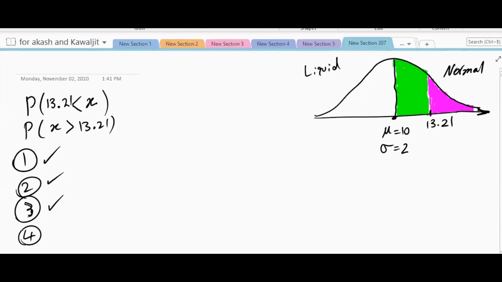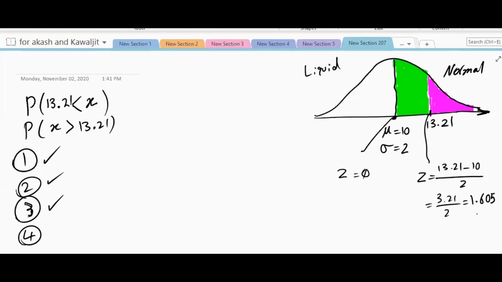Okay, so identify the areas of interest. What is the next step? Find the areas in the table. Very good. Can we directly go to the table and find these areas? The table is organized based on statistical distances. How far is 10 from the mean? Zero. How far is 13.21 from the mean? Okay, this is now a little more complex. Let's write it down. So this would be 3.21 divided by 2. 1.605.